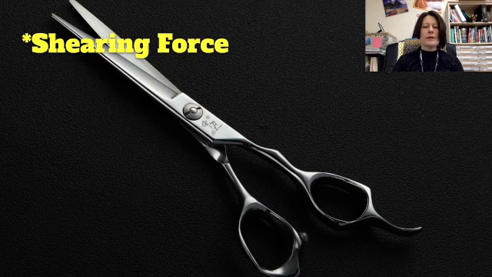And then there is shearing force, and I have a picture of scissors here because shearing force is back and forth force, like this, or maybe even like this. And an old word for scissors is shears.